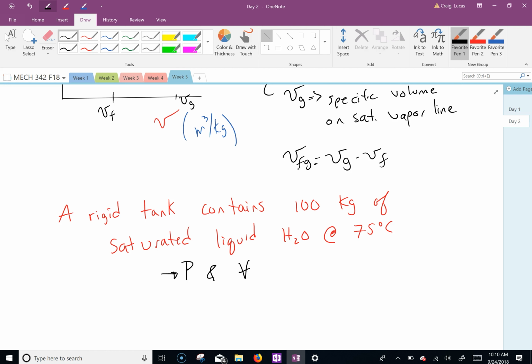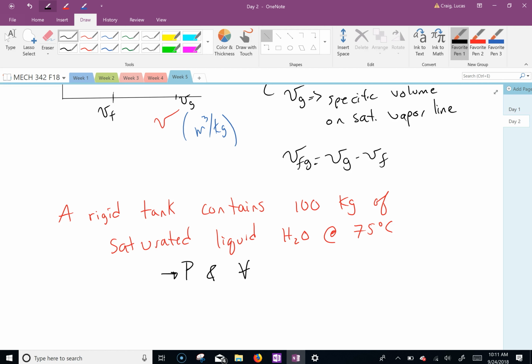All right. Keywords. What are some keywords? Saturated liquid. Yep. That means what? No vapor. Okay, no vapor. Yep. But what about saturated liquid? We're on the saturated liquid line. So anything we look up, we're going to find with subscript F. Okay? Yep. What else? A rigid tank means what? Really, the volume isn't going to change, okay?